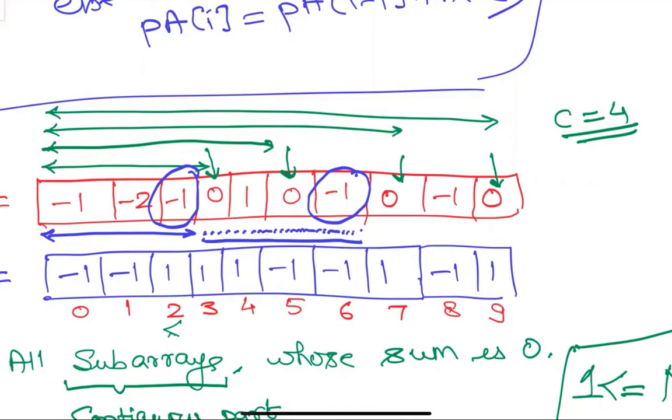If I call this index R, and this index L, what we are observing is, can I say we are seeing PA of L is equal to PA of R? This is our observation right now, that if two sums are the same, then PA of L is equal to PA of R. Now, L is less than R. That we are also seeing from here.